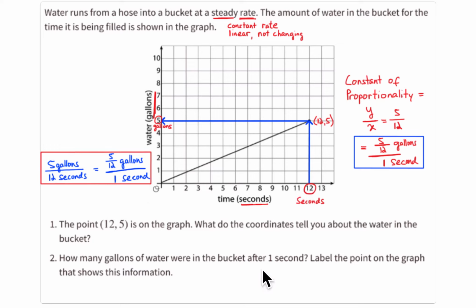So then they ask you what happens after 1 second. Well, this is that 1 second right here, and you go to right here. So what's this point right here? Well, it's 5/12 of a gallon. So this is 1 gallon. 5/12 of a gallon is a little bit less than half of a gallon.